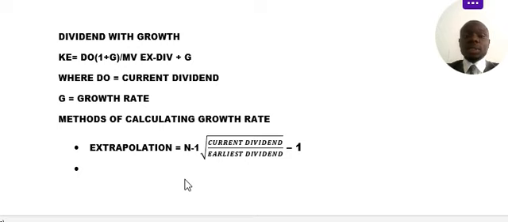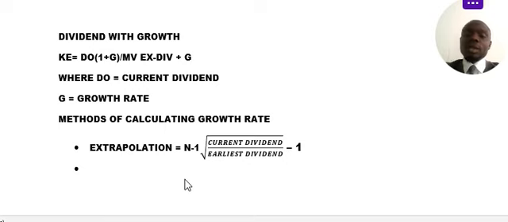So you are asked to determine the growth rate. Now, the question is, how do you determine the growth rate? Let's say in a real life situation, you have 2011 and 2012. So what is the growth rate of the dividend from 2011 to 2012? That is in practical terms. But for the purpose of this class, the growth rate will not be given.